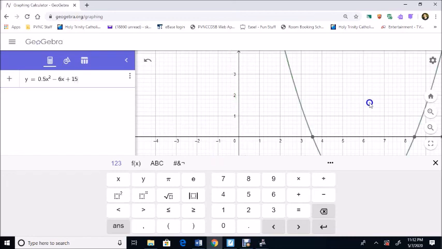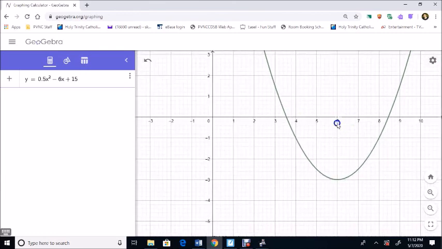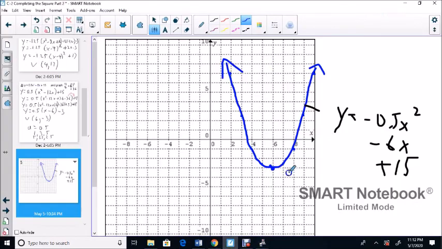Okay, let's take a look where our vertex is. So click here, there. It's at 6, negative 3. If you go over 1, you go up half. Over 1, go up 1.5. Over 1, go up 2.5. There it is. Looks like we graphed it correctly.